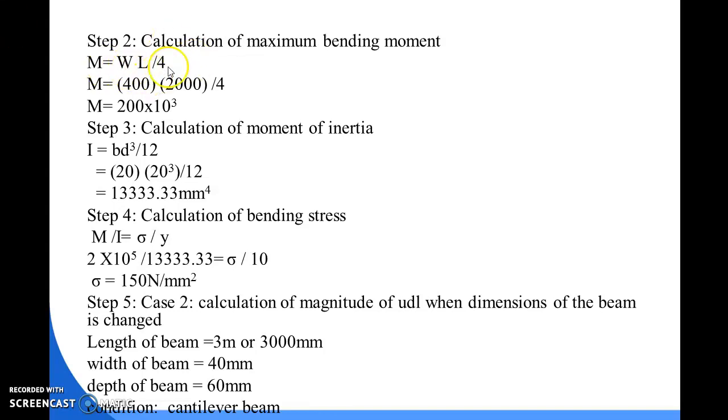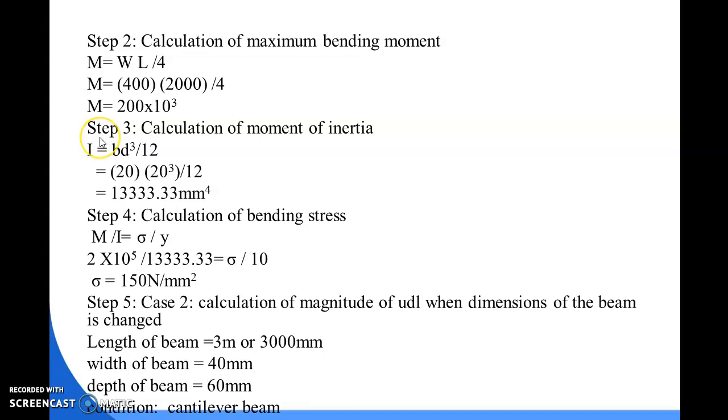So here is your formula. We know the value of W, we know the value of L. Hence, by putting this value, which is 400 into 2000 divided by 4, we will get the value of maximum bending moment for the simply supported beam, which is 200 into 10 to the power 3 Newton mm.